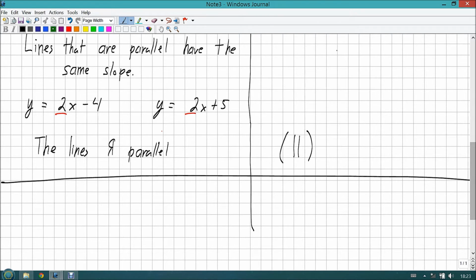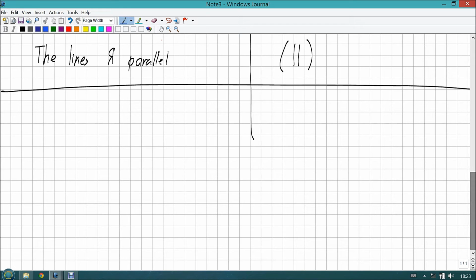What about perpendicular? What does perpendicular mean? Well, perpendicular means that we have two lines that intersect at a right angle. Perpendicular.